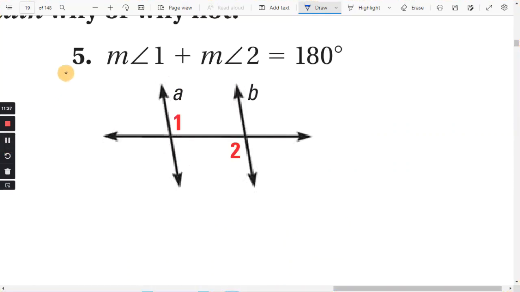All right, try number 5, please. This horizontal line is the transversal. I'll label that T. These angles are both on the interior, so these are interior. Angle 1 is on the top. Angle 2 is on the bottom. So those are alternate.